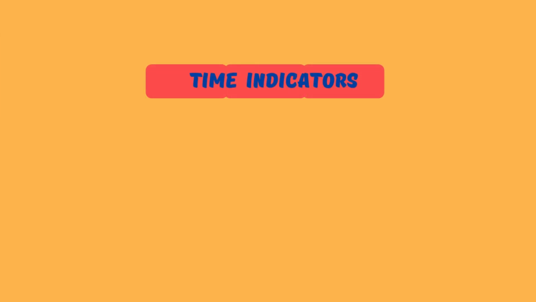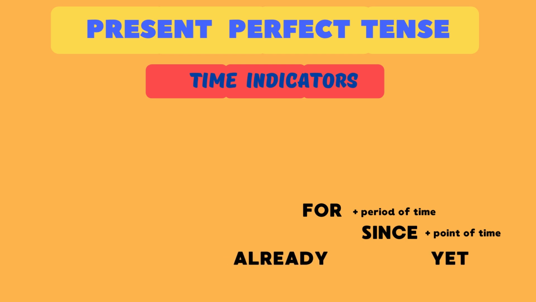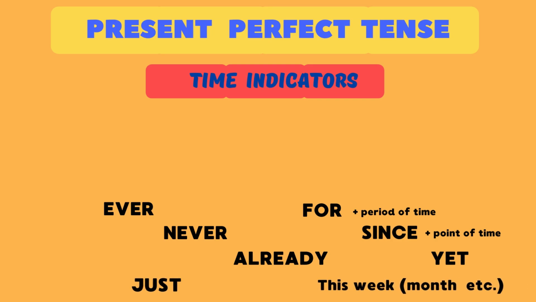Time indicators help to determine the tense in a sentence. For the present perfect tense, following time indicators are typical. For plus a period of time, since plus a point of time, yet, already, ever, never, just, this week, month, etc.